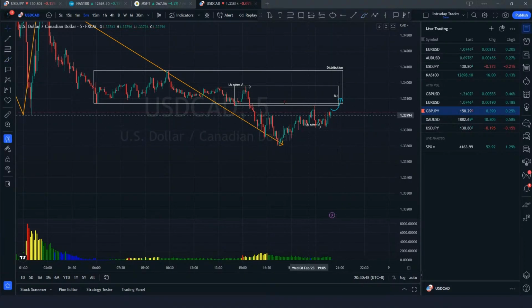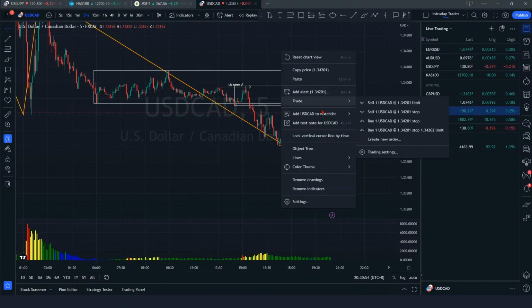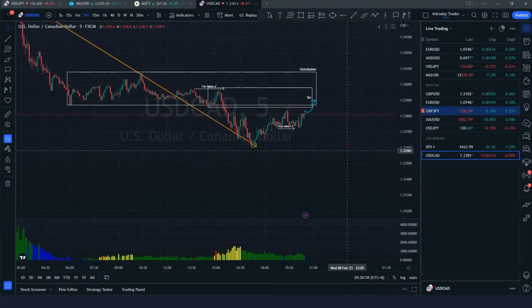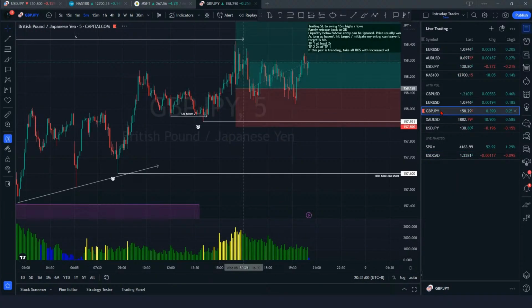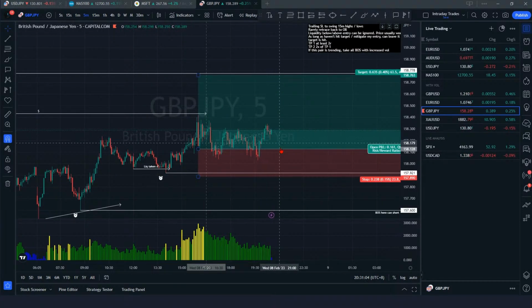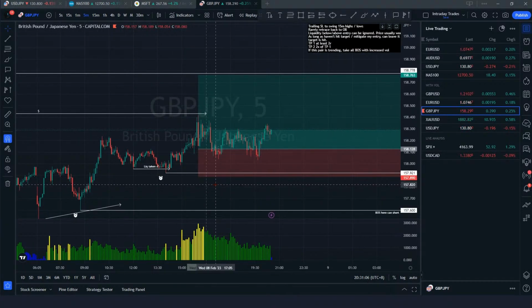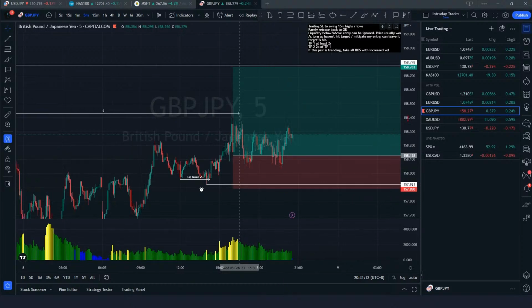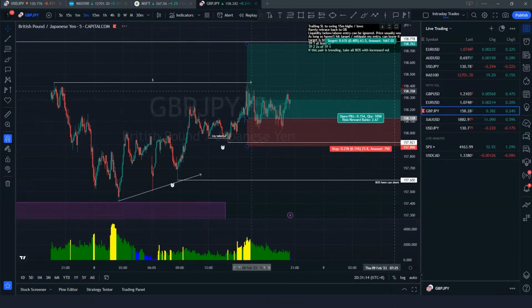Yep, so that's for USD CAD. Gacho. Yep. Okay. Okay. I'm in a GJ trade since London. Yeah, no worries, Gacho. Okay. So I'm in this trade.